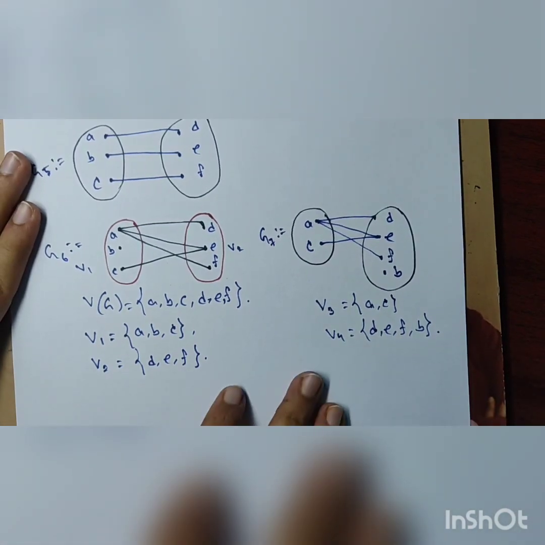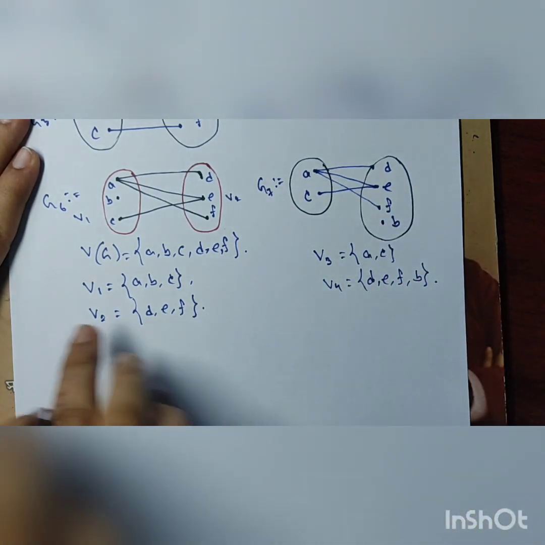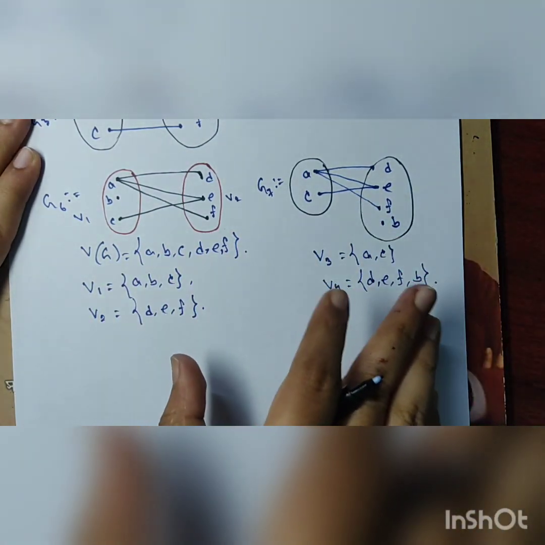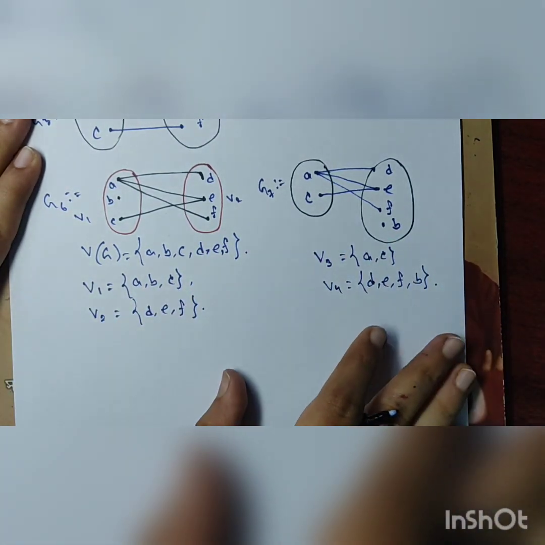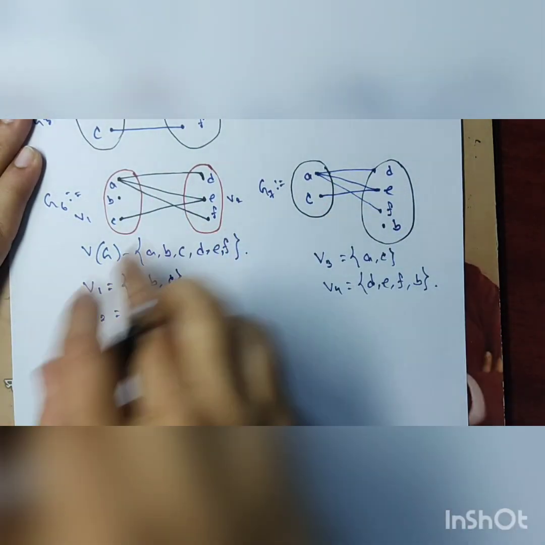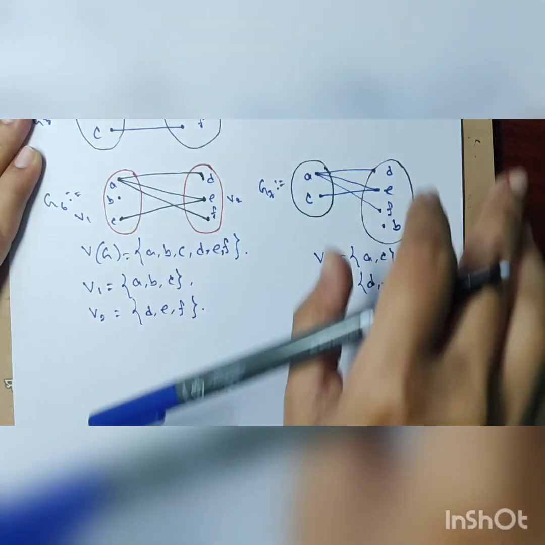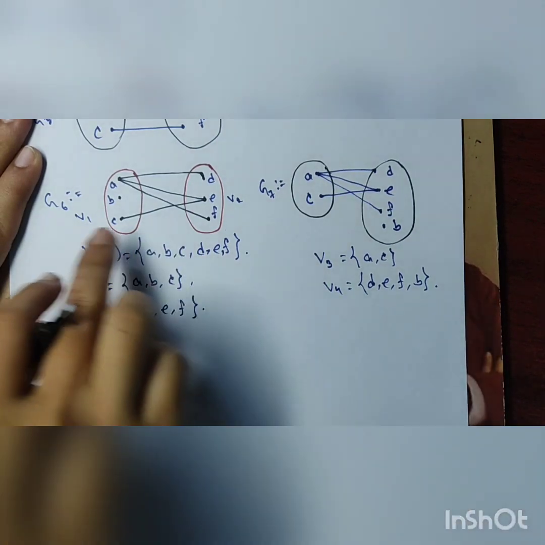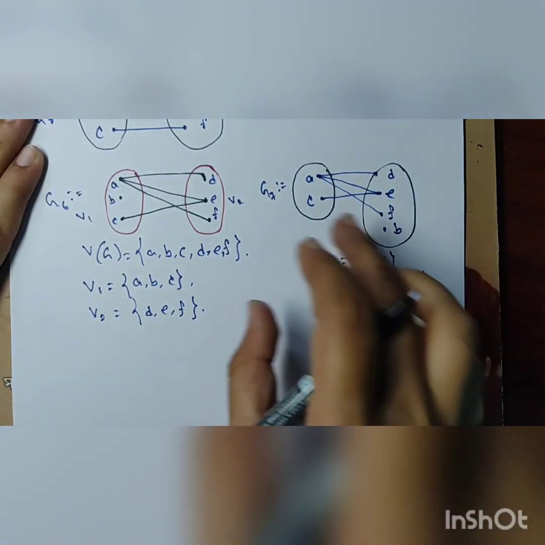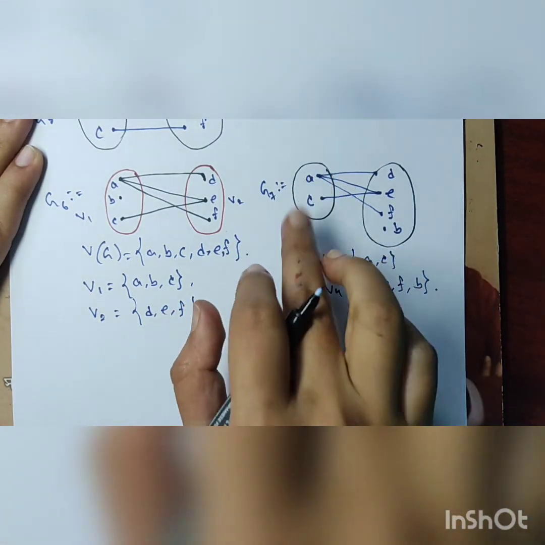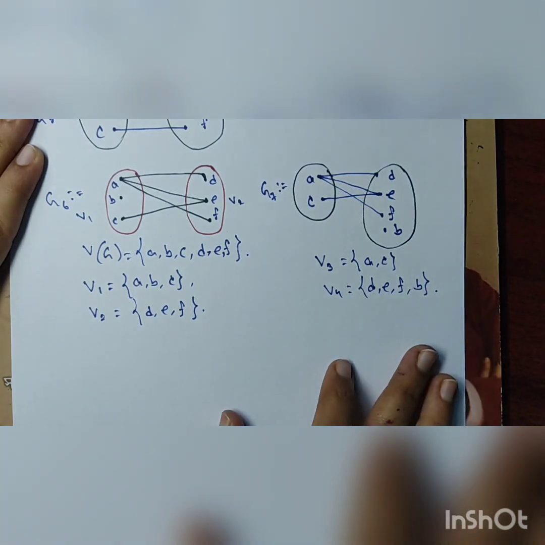So from this example we see that this partite representation, that is how we partition the vertex set and form the bipartition, is not unique. For the same graph we have different partite sets and different bipartitions. Here we have partite sets of cardinality both 3, and here we have 2 sets, one of cardinality 2 and another of cardinality 4. So this representation is always not unique.